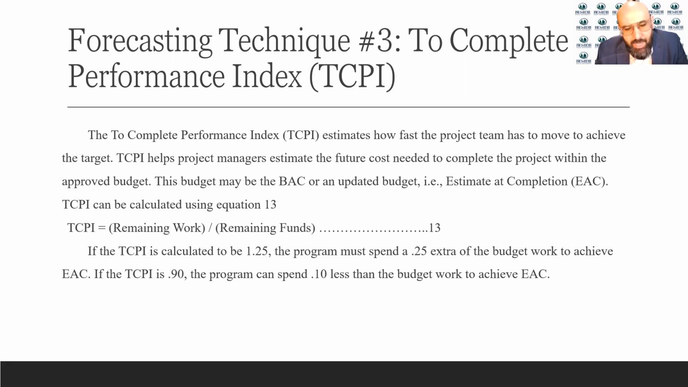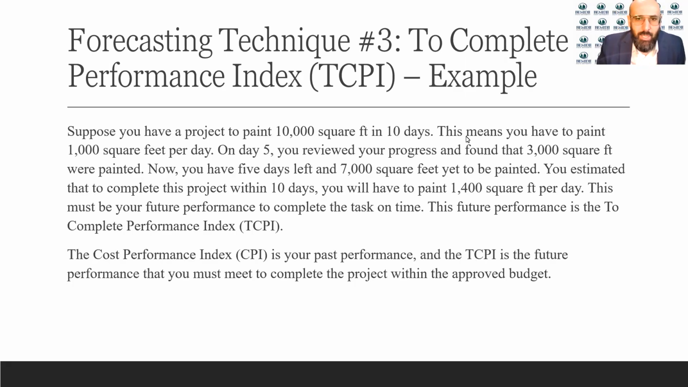So having a number more than 1 means that you have some flexibility in your budget. Having a number less than 1 means you are not doing well and you have to reduce the expenses in your project. All right, let's take a look at a quick example here. There's a good example that will help you to understand the TCPI.